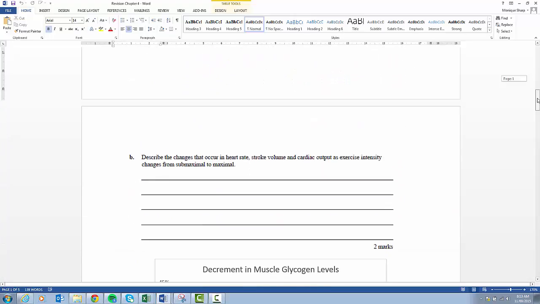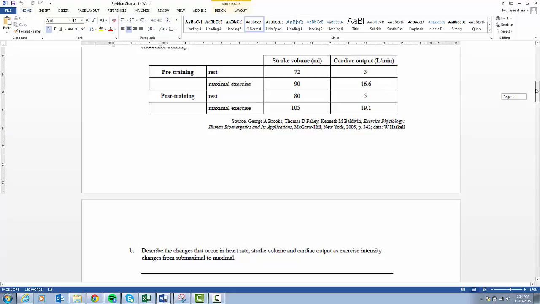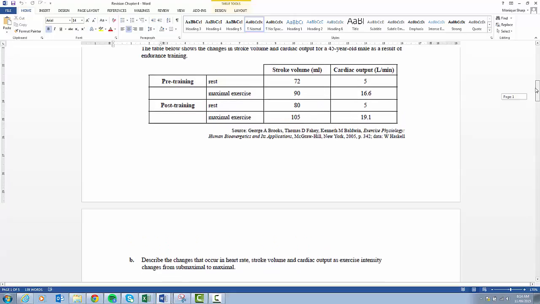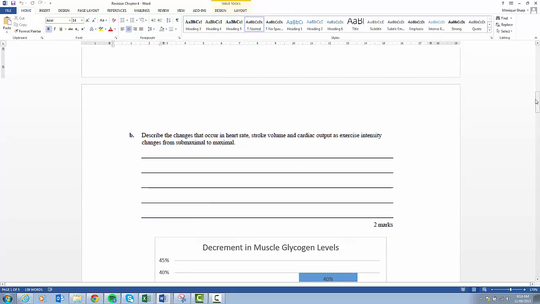Now the question is, describe the changes that occur in heart rate, stroke volume and cardiac output as exercise intensity changes from submax to max. I've put the information there, but do you actually need it to answer that question? You don't. The first one was about chronic adaptations. A lot of people got confused in this part and put it in there. Do you guys remember doing this question? A lot of people wrote about it from rest. We're not even talking about rest to submax now, just submax to max.